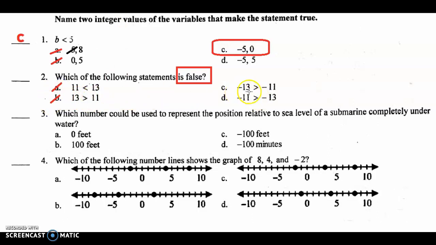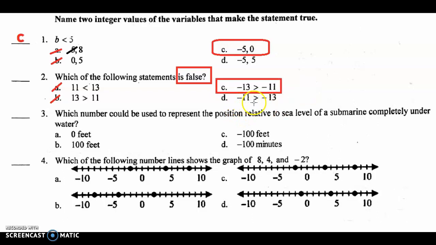Next one is C. Negative 13 is greater than negative 11. This is where some of you guys are having trouble. But again, think of it as money, right? If this is negative 13, that's saying you owe $13, and this is saying you owe $11. So you would rather owe $11. So negative 11 is greater. So this is our answer. It's going to be C again.